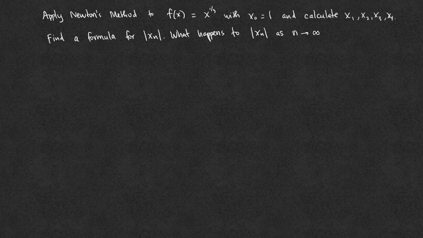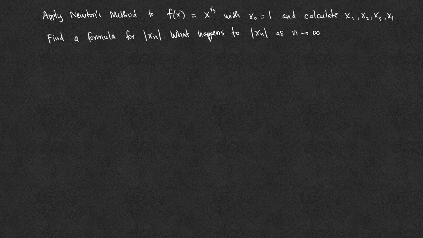Apply Newton's method to f of x equals x to the 1/3 with x sub 0 equals 1 and calculate x sub 1, x sub 2, x sub 3, x sub 4. Find a formula for the absolute value of x sub n. What happens to the absolute value of x sub n as n goes to infinity?